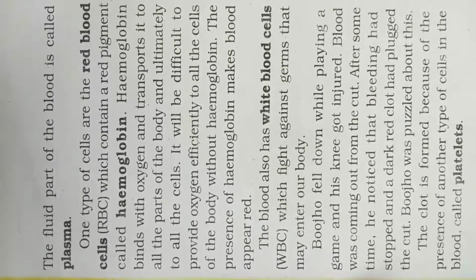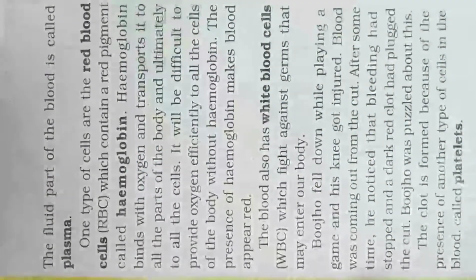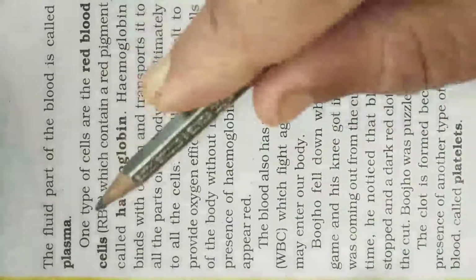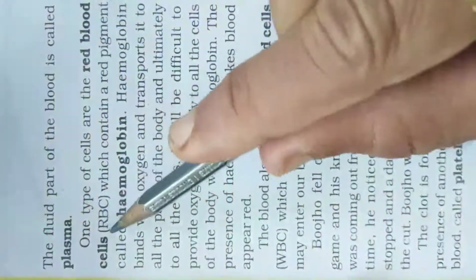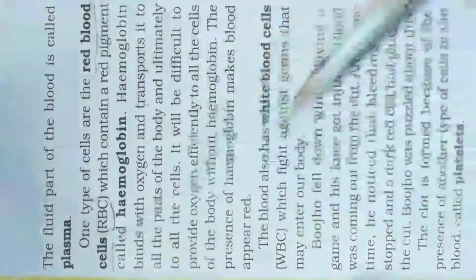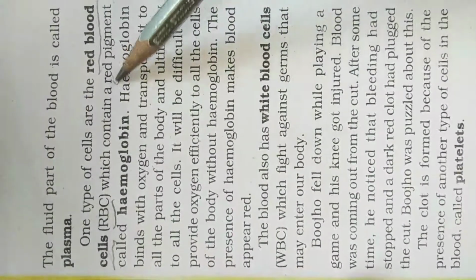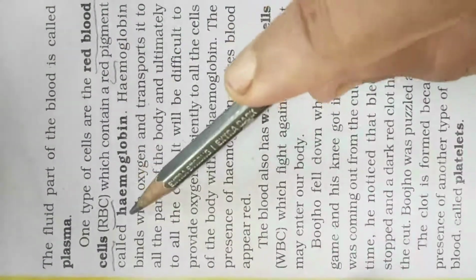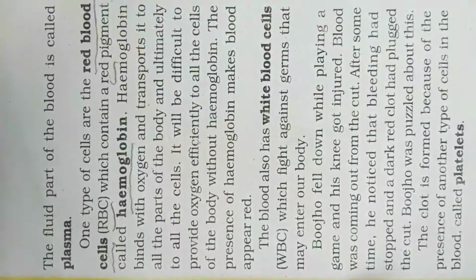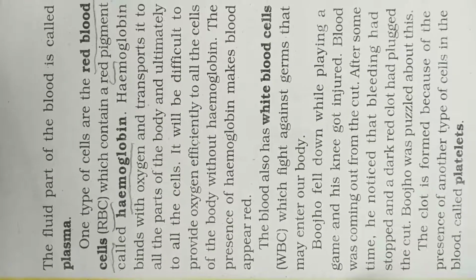Another type of cell present in the blood is the red blood cell, which contains a red pigment called hemoglobin. So another cell in the blood is known as RBCs. RBCs means red blood cells. This red blood cell contains a red pigment, and that pigment is called hemoglobin. Hemoglobin binds with oxygen and transports it to all parts of the body.